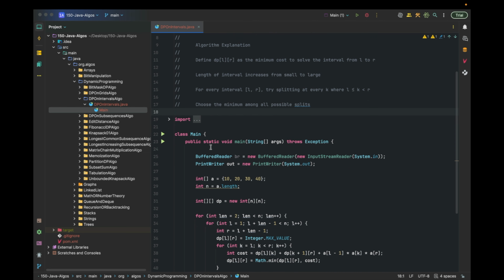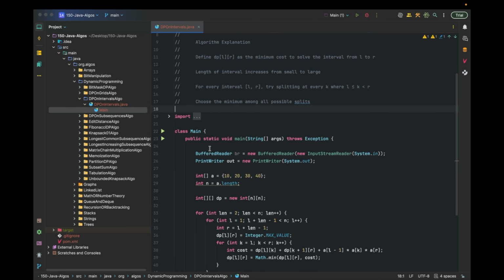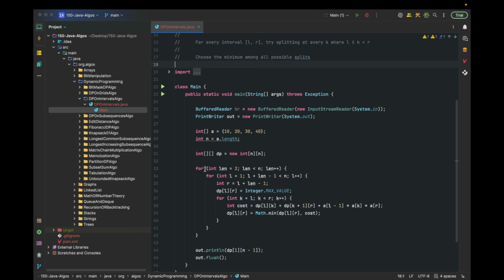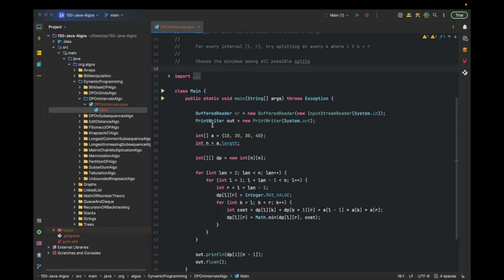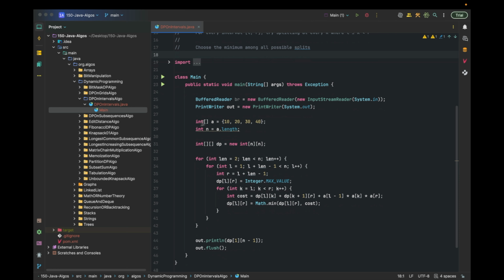So for this particular one, we will not dry run actually. I'll just explain this one directly, right? So this is fine. Let's do one thing. Now, let me explain the coding part.